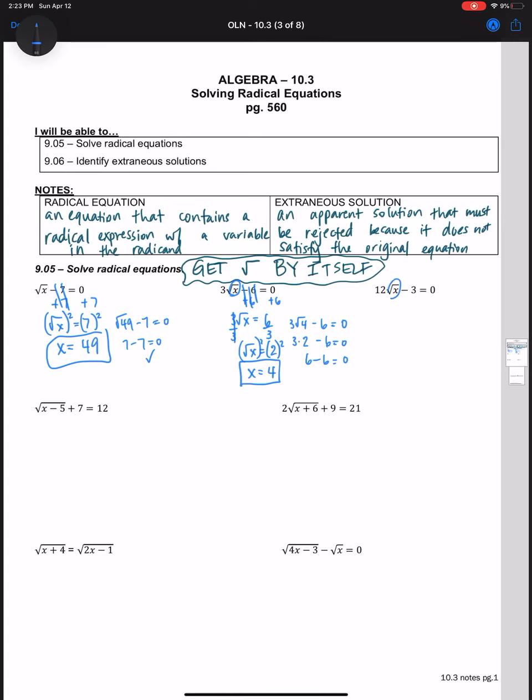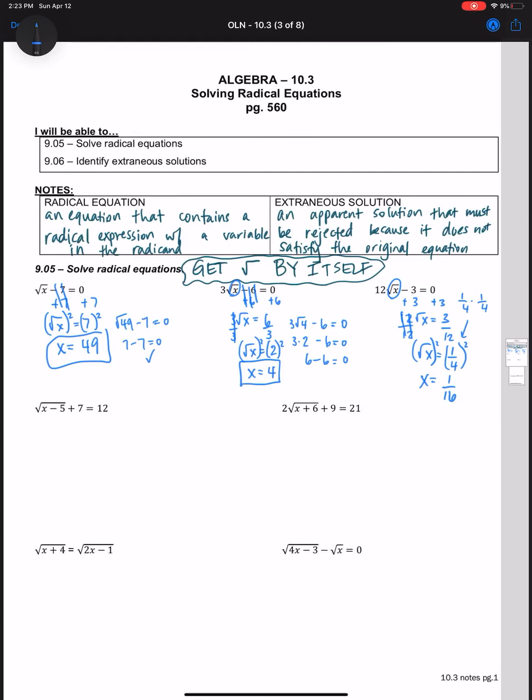All right, trying the last one. We need to get this by itself. Well, first we need to move the 3 over. You need to get rid of the 12. And 3 over 12 is 1/4. How do you get rid of a square root? You square both sides. 1/4 squared is 1/4 times 1/4, and you multiply straight across to be 1/16.